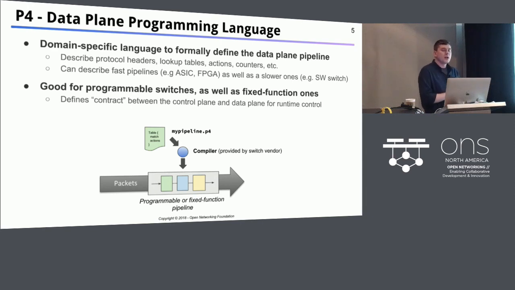So P4 comes to help by providing a way to formally specify this pipeline in terms of which protocol headers are available, which lookup tables are available, the actions we can perform on the packets, and other functions like counters, stateful registers, and so forth. It's a programming language that has been designed to describe both fast pipelines, so high-speed forwarding devices like those using ASICs or FPGAs, as well as slower ones, for example, a software switch. And I'll touch on this point many times later. It's good not only for programmable switches, but also for fixed function switches.